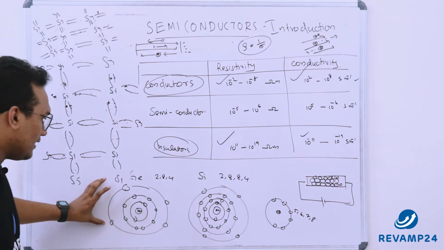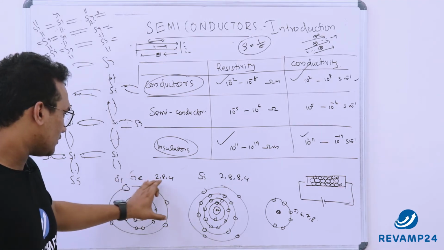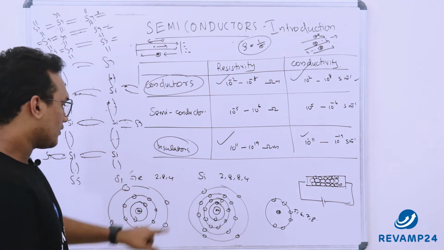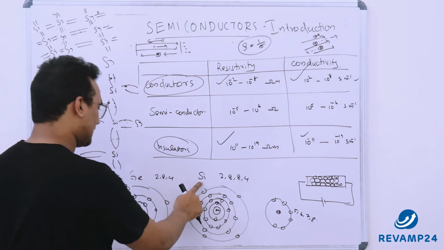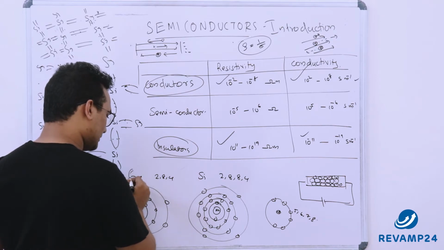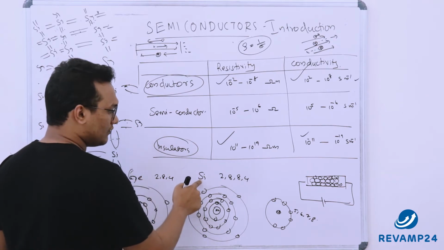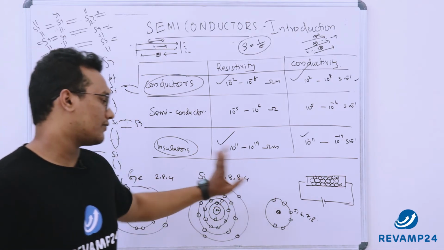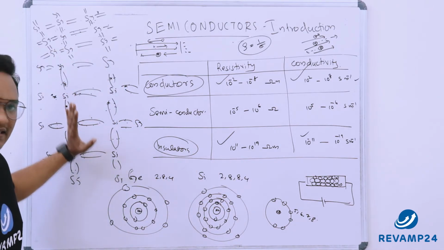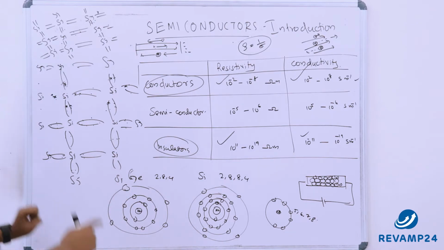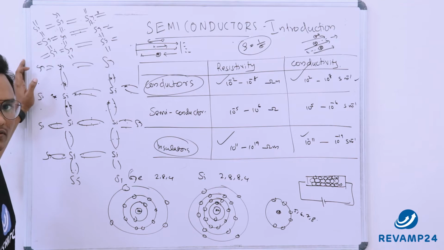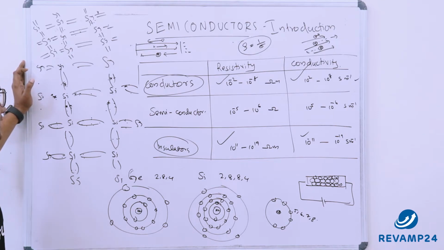So silicon, its atomic electron configuration is 2, 8, 4. Germanium is 2, 8, 18, 4, and silicon is 2, 8, 4. So these represent the 4 valence electrons. Now on crystallization, these 4 electrons are in a highly stable condition because they got a valency of 8 on sharing with 4 nearby silicon atoms.